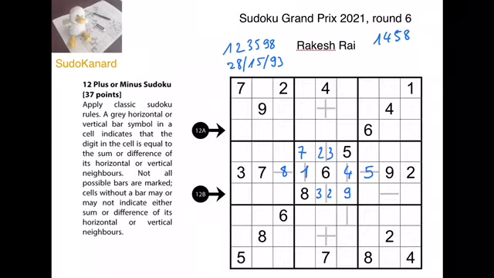And now with 6 and 2, this can't be a 4, so it has to be an 8. 8 will be here. 6, 3, we can't have a repeated 3, so it has to be a 9 here or there.